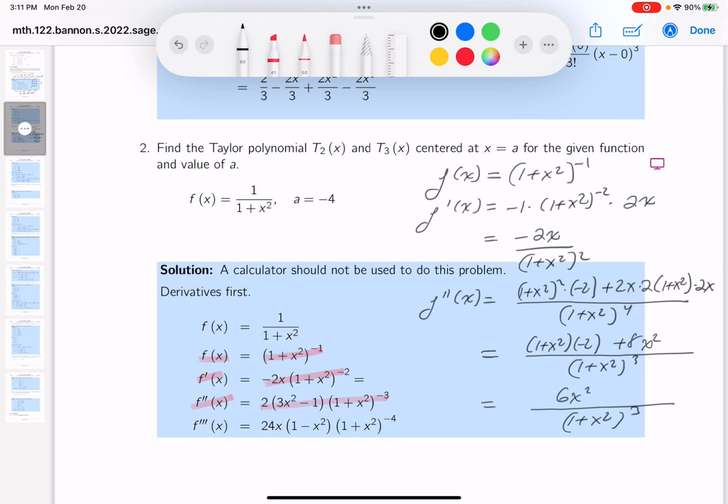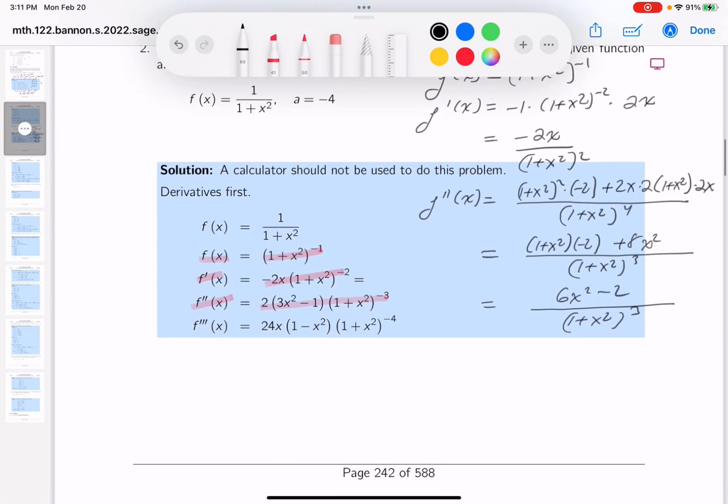Let's see if I did that right. 8 minus 2 is 6. Then you get minus 2. Now let me just rewrite it a little tiny bit. And I'm going to factor out a 2 there. And you get 3x squared minus 1. And then 1 plus x squared to the minus 3.